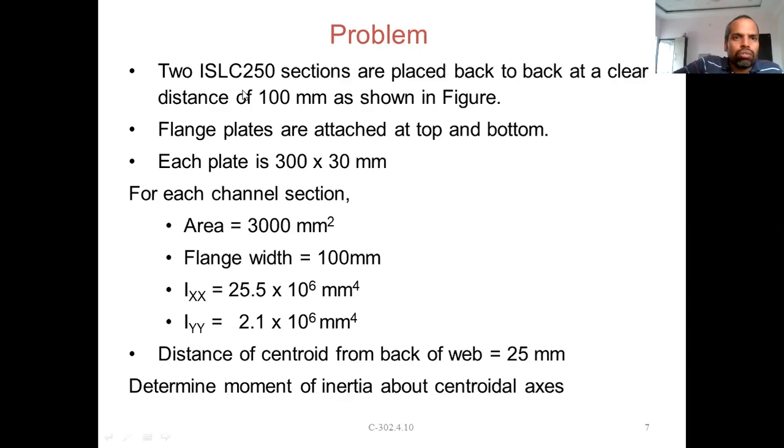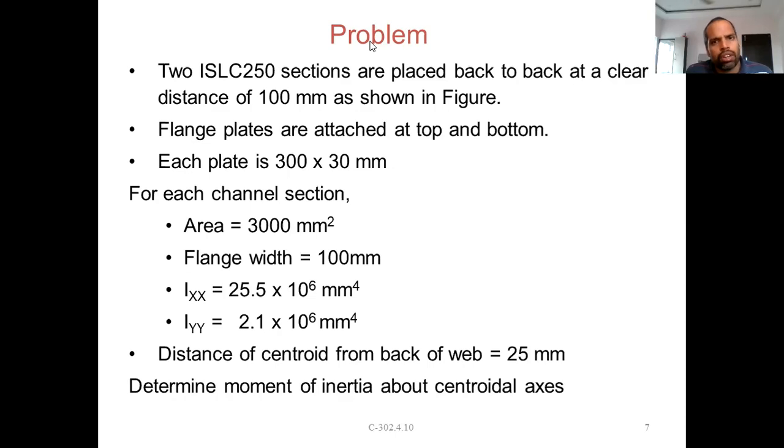Two ISLC 250 sections are placed back to back at a clear distance of 100 mm as shown in the figure. In this case the figure is given, but sometimes even the figure may not be given in the problem. Then you have to draw the figure of the built-up section based on the given data. Without the figure it is very difficult to solve, because to use the parallel axis theorem, the distance h, you may not get any idea, and everything goes wrong.